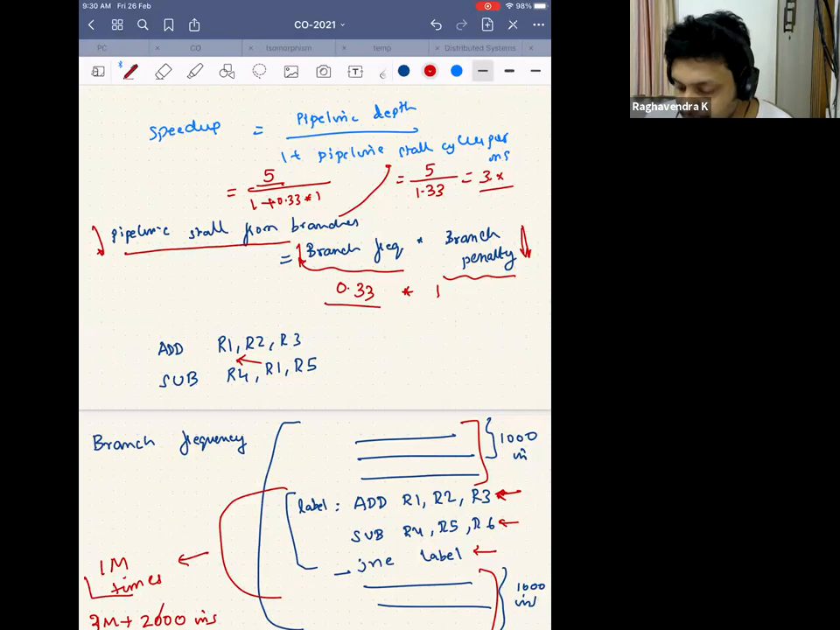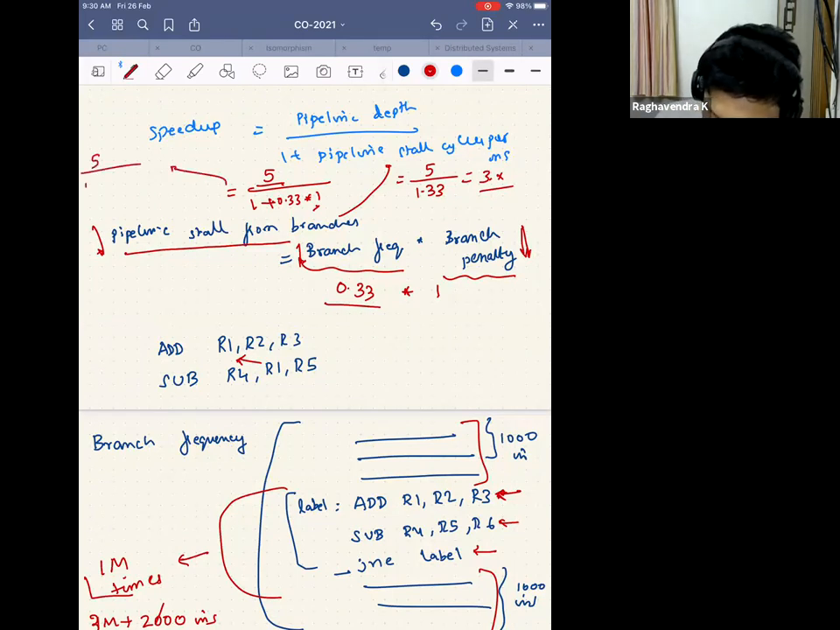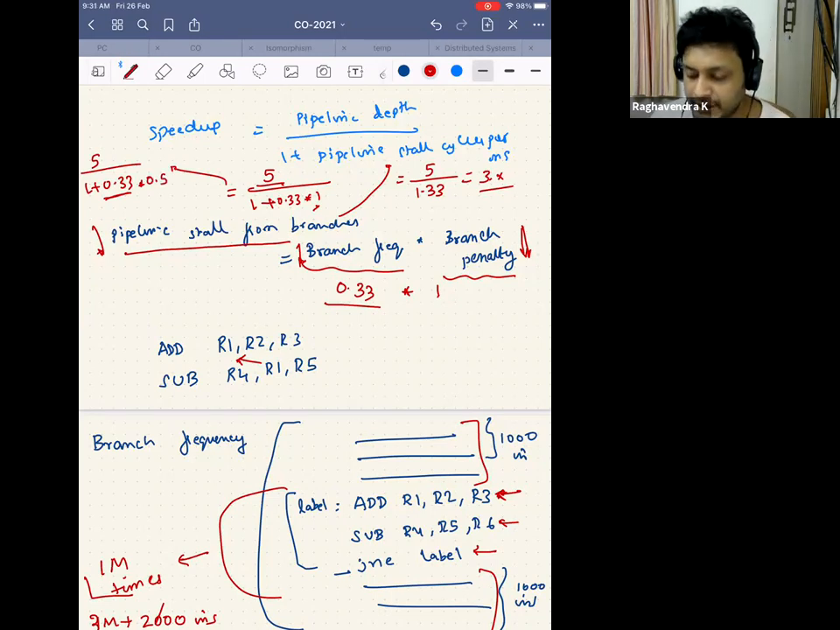Maybe instead of always adding 1 clock cycle delay as a stall, I have some kind of prediction. So instead of 5 divided by 1.1 plus 0.33, I can't reduce this 0.33 because these are the branch frequency and this is the program that I am given. Maybe I will reduce the stalls on average per branch instruction to say 0.5, which means that I'm doing some kind of prediction. Now, can you tell me what will be the speed up?